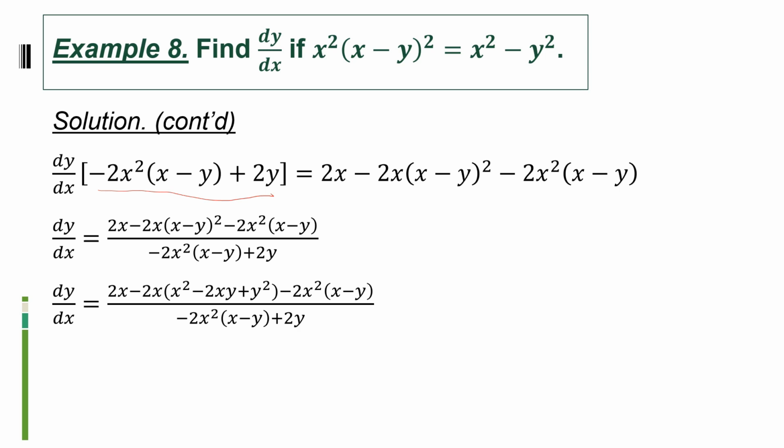Okay? So, kung gusto pa ninyong i-simplify further, pwede pa hanggang maging eto na siya. Negative 2x cubed plus 3y squared y plus x minus xy squared all over negative x cubed plus x squared y plus y.